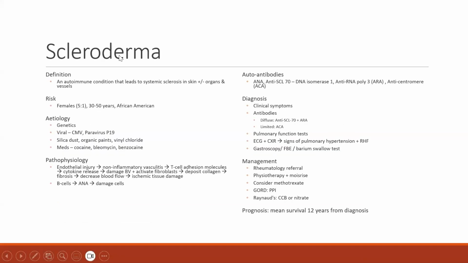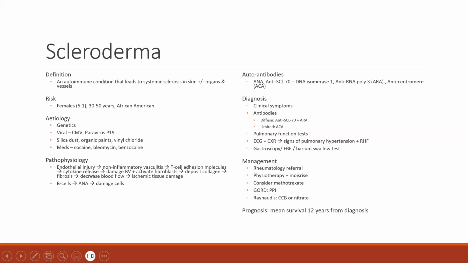Scleroderma, we're almost closer to the end. It's an autoimmune condition that leads to systemic sclerosis in the skin that can involve some other organs and vessels. So risk is female sex, 30 to 50 years of age, and African American ethnicity. Etiology can be genetics, family linked, some viral infections, which can trigger it. Silica dust, some paints, vinyl chloride, some medications like cocaine use or bleomycin or benzocaine.